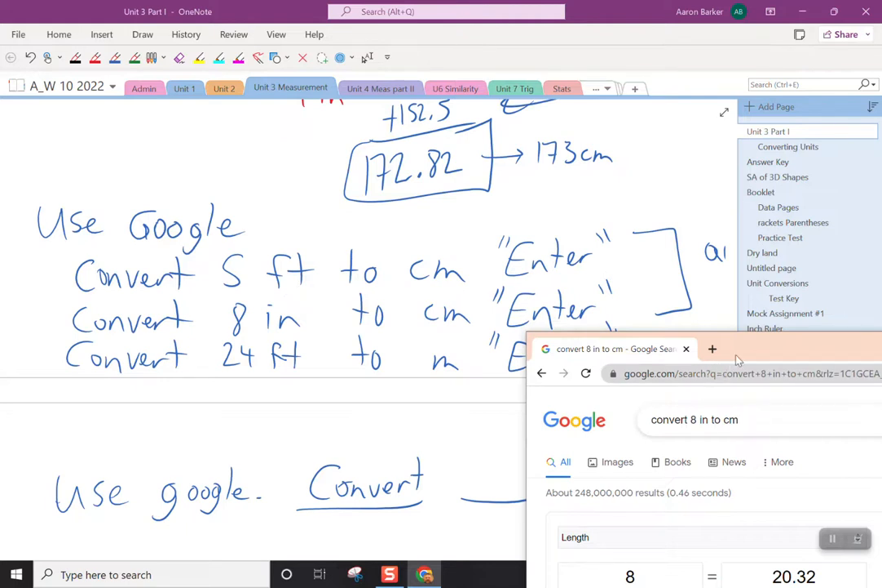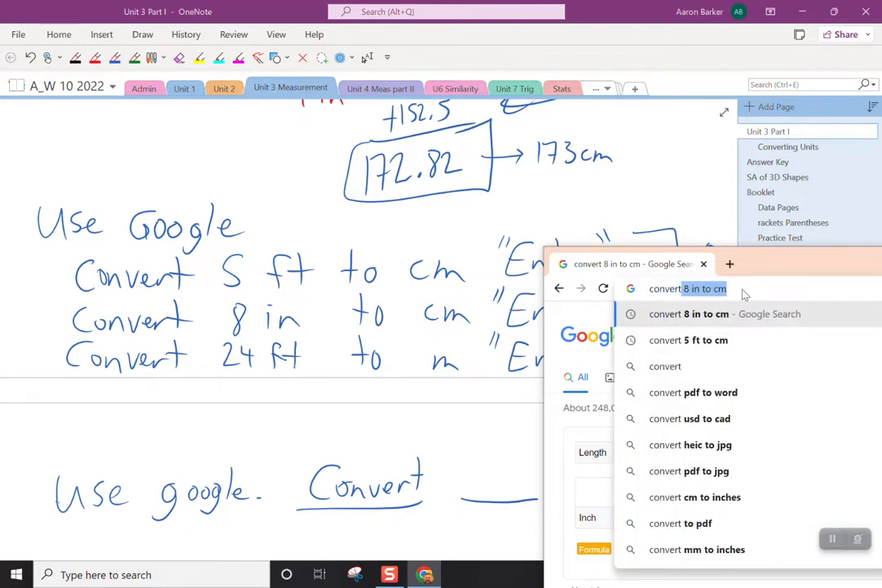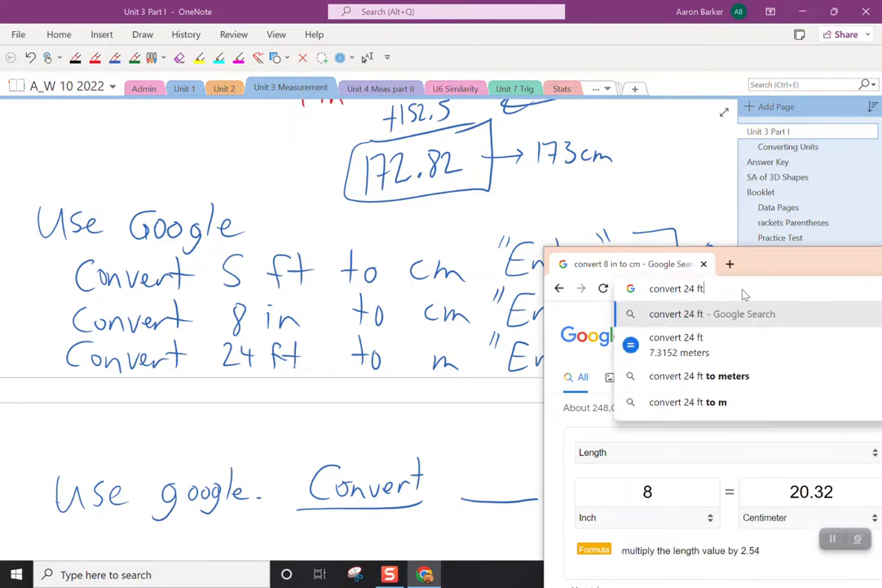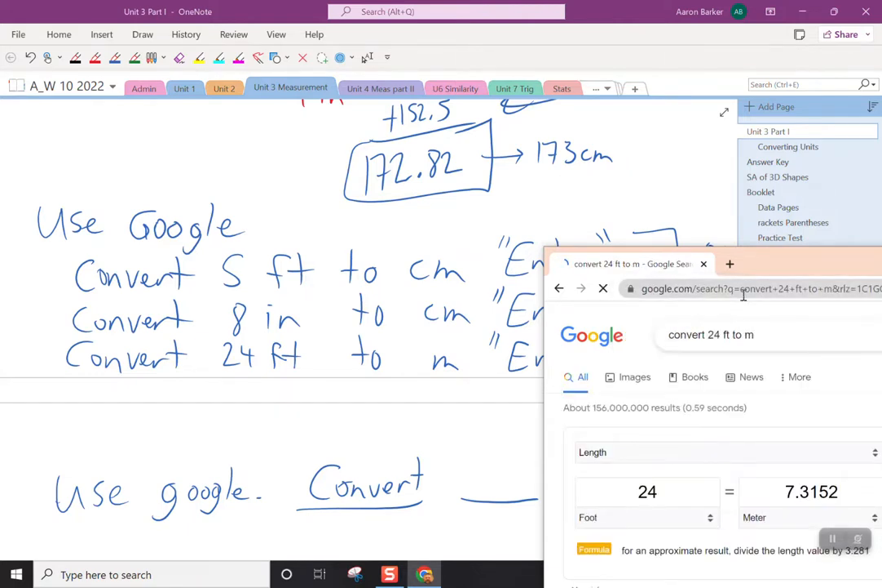Now, say you had another one like convert 24 feet to meters. You simply type in convert. What word do you start with? Convert 24 feet to meters. Press enter. And that equals 7.3152. Typically, I'd give 2 decimals for your answer, and you should be fine. You don't have to go more in depth than 2 decimals. Yeah, 7.32. Yeah, good job, Sam.